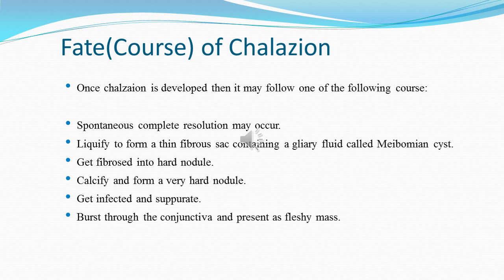Sometimes it bursts open from inside, giving rise to a cauliflower-like lesion on the conjunctival side, and very rarely it gets calcified to form a hard nodule in the lid, which doesn't resolve. So the fate of the chalazion: it may undergo suppuration going for hordeolum internum, or calcification, or neoplastic degeneration like adenoma or adenocarcinoma, or it can land up as a cauliflower-like lesion due to bursting through the conjunctival side.